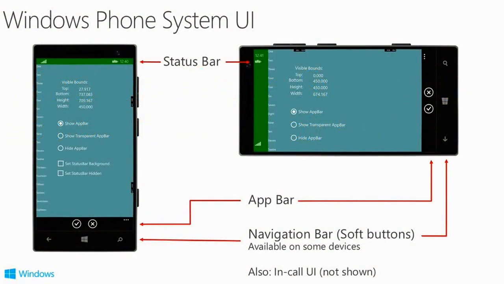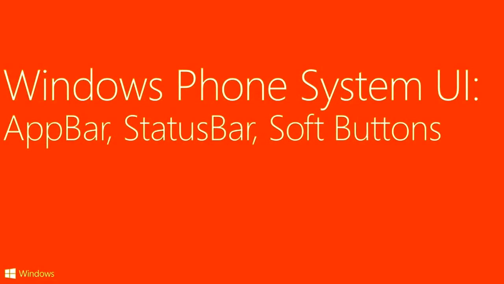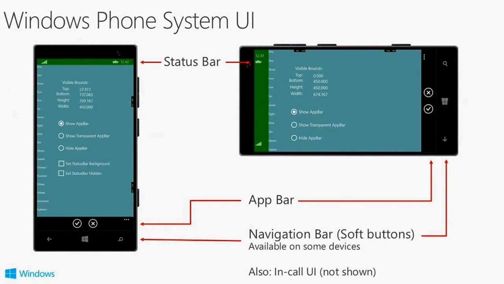Now I'm going to talk a little bit about some of the system UI: the app bar, the status bar, and soft buttons. These are kind of controls and kind of system UI. So these are the bits that the system will show at times to intrude on your display surface. We've got the status bar at the top there, which is where all your icons go for battery strength, whether you're on Wi-Fi, whether you're roaming, which strength of network you're on, all that kind of stuff, and a little clock and that sort of thing.